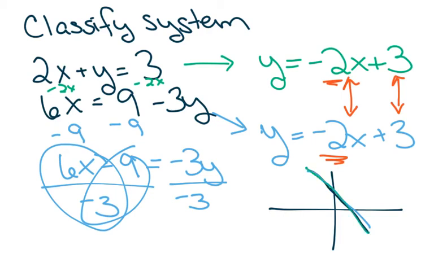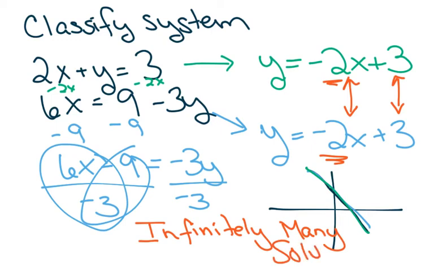So when it asks you how many times do they hit each other, or how to classify the system, since they're hitting each other over and over and over again, the answer is infinitely many solutions. Exactly the same lines.